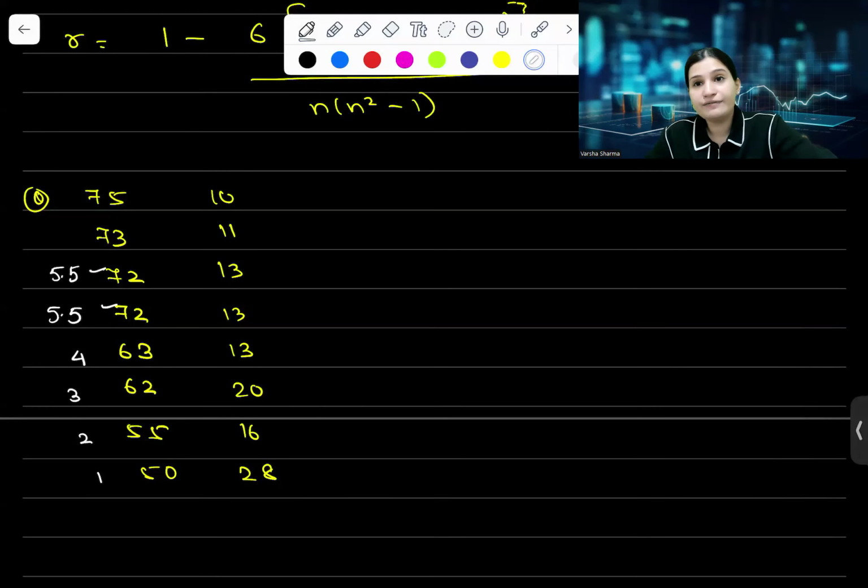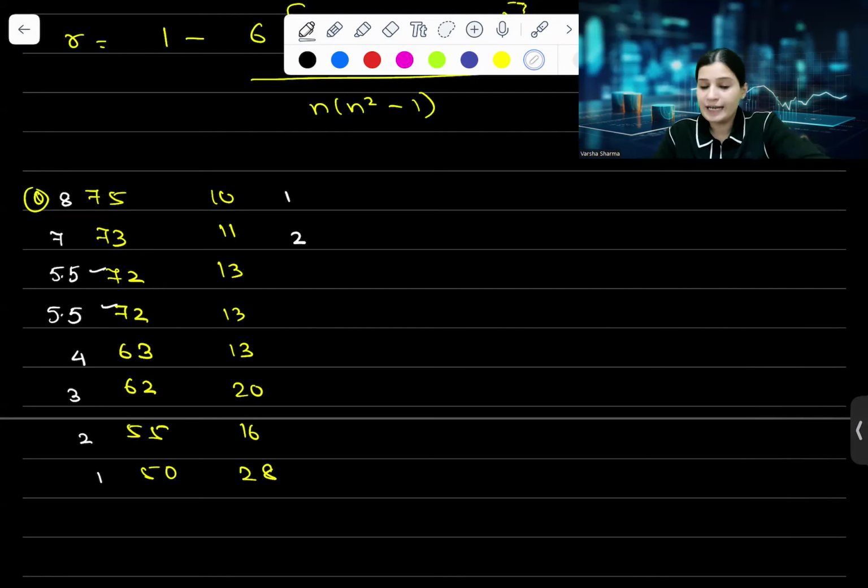There is a tie in the fifth and sixth ranking, so both these numbers will be given the average ranking. So both fifth and sixth ranking is done. Then seventh, then eighth. Did you all understand? Next, 10 is first, second 11.